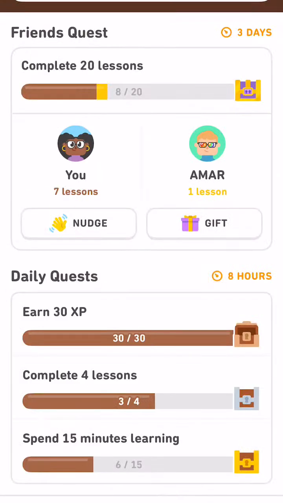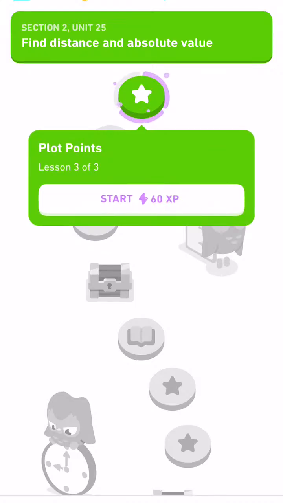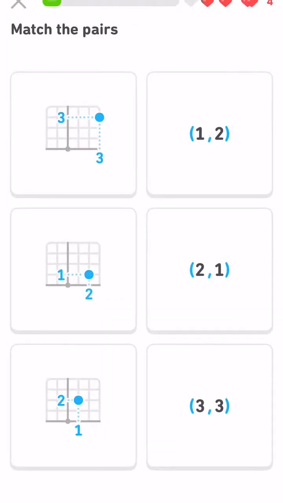All right, so we need to do one more lesson to open the silver chest. So I'll just do plot points lesson 3 of 3 and get that out of the way. Oh, it's still kind of zoomed in. I fixed it, but I guess it'll be the next stream. It should be better, I promise.